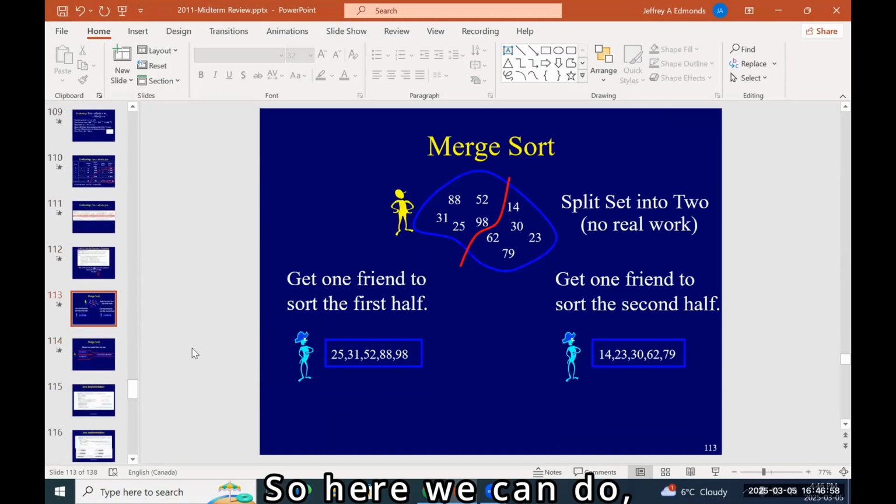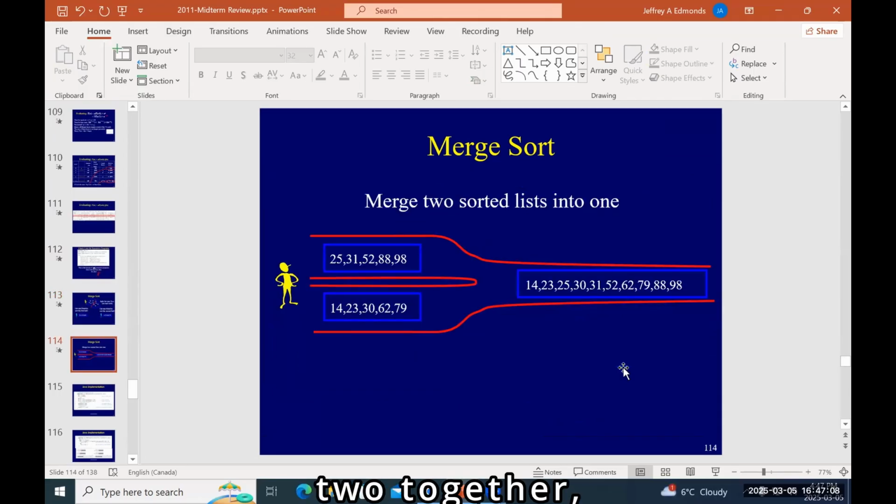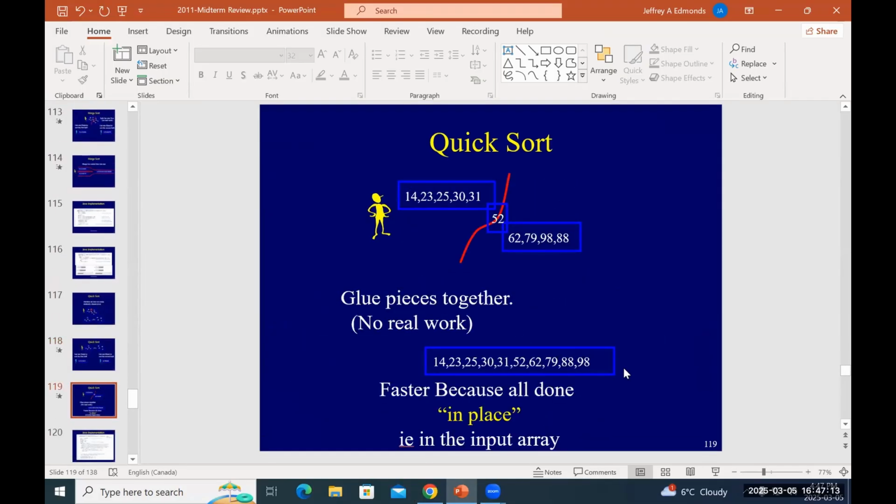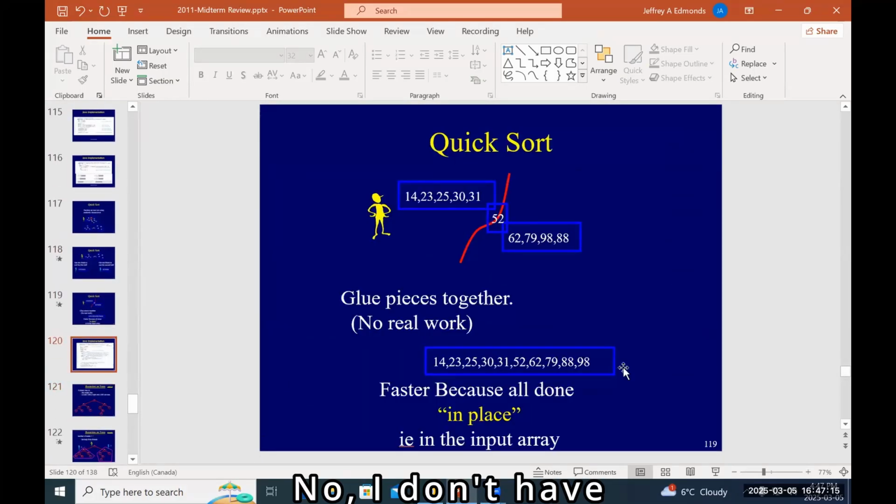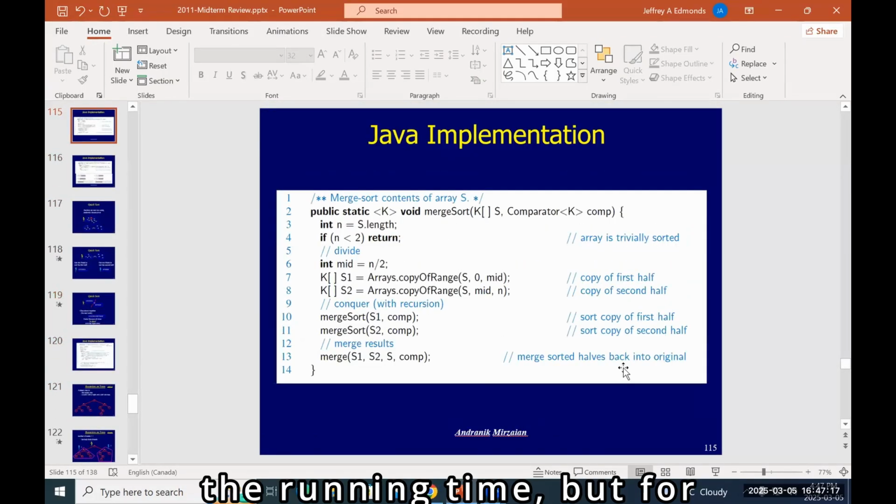So here we can, right? What's merge sort? I cut the list in half. I sort the left. I sort the right. I merge the two together, right? So do I have a running time? No, I don't have the running time, but for merge sort, how many friends do I have? 2.